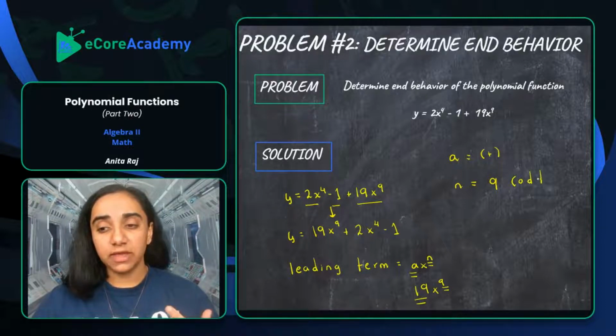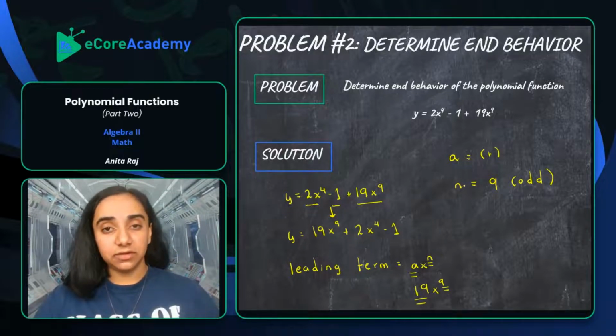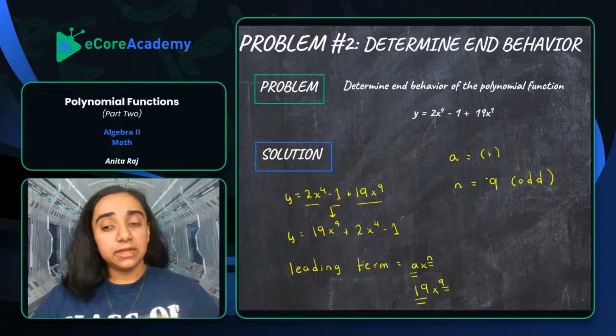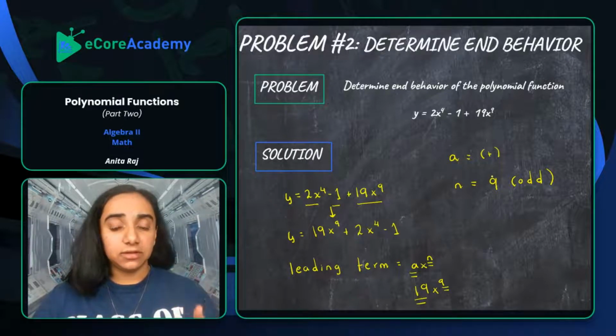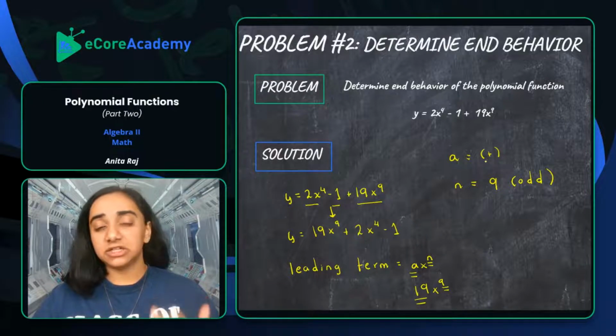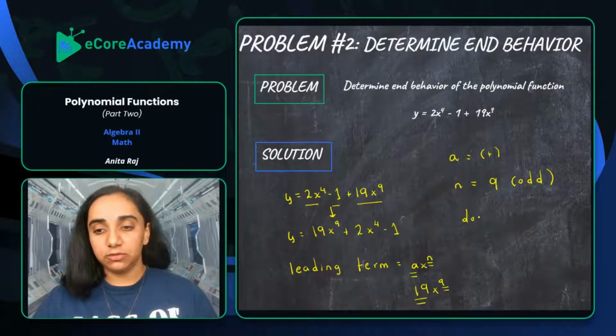If we remember that table from last lesson, when n is even and a is positive, the graph will be up and up. When n is even and a is negative, the graph will be down and down. When n is odd and a is positive, the graph is going to be down and up. And when n is odd and a is negative, the graph is going to be up and down. You're just going to have to memorize that. So in this case, like I said, the graph is going to be down and up. So that is the end behavior, and this is going to be your final answer.